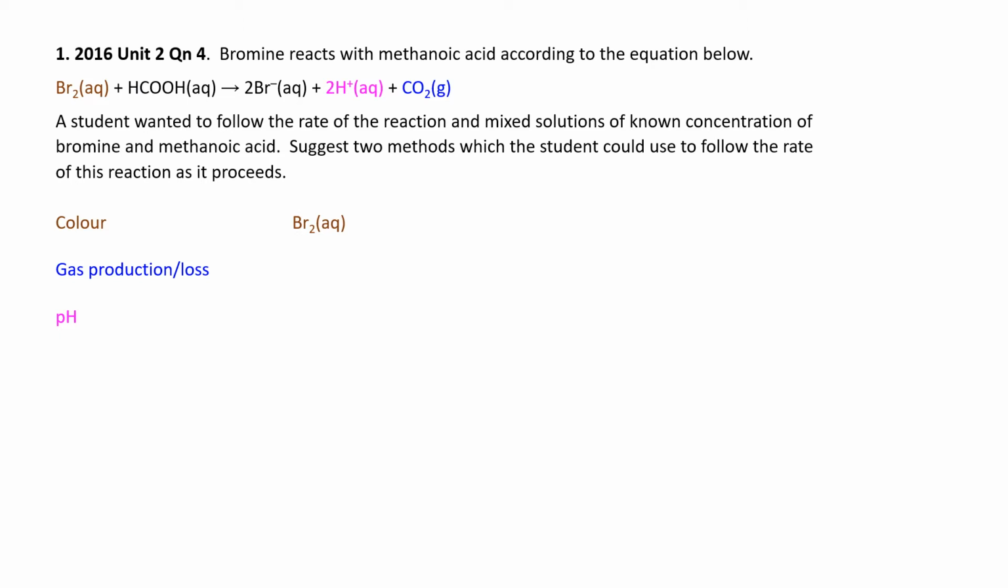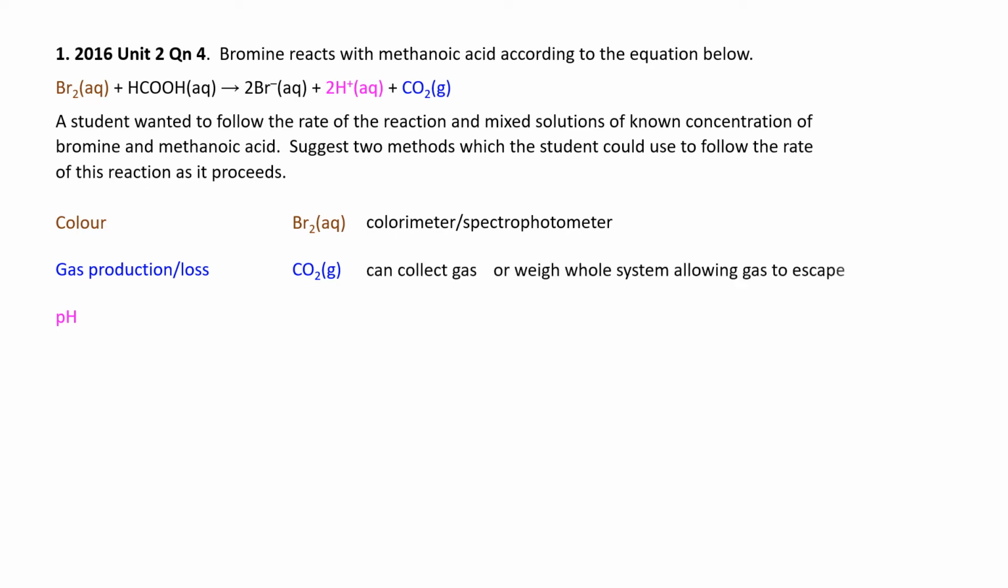So in this particular case, bromine is colored. So you're going to start off with a colored solution. As the reaction takes place, that color is going to diminish as the bromine is used up. We're producing CO2, so the easiest thing to do would be to let the CO2 escape and measure the mass of the entire reaction system periodically. You can collect it too and measure the volume as well if you wanted to, but in this case I'd probably just let the CO2 escape.